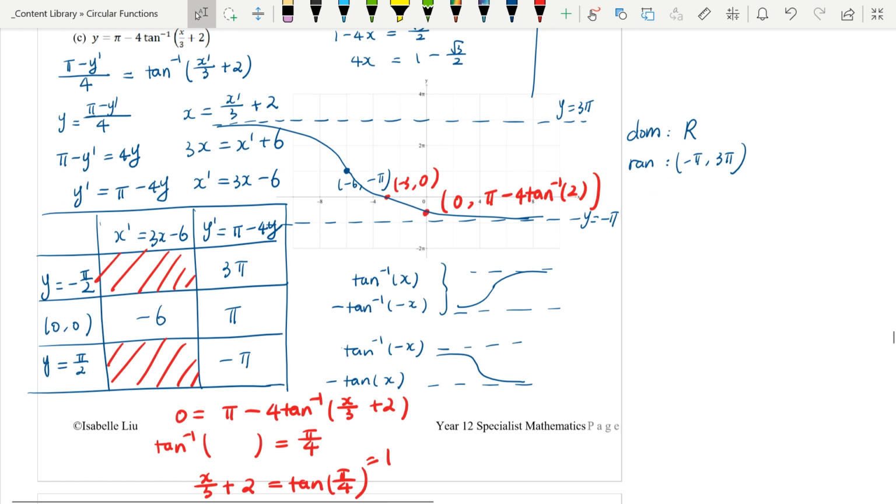Very good. We finished the 3 graphs, and next lesson we'll talk about some calculations for sine inverse, cos inverse and tan inverse. Okay. Quiz on Monday. We'll have sine inverse in it.